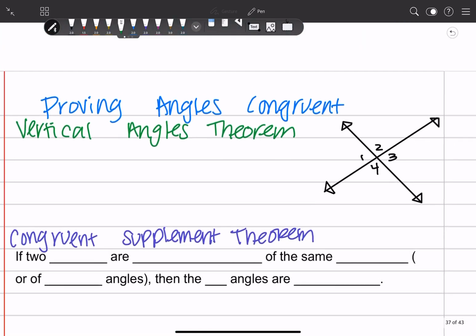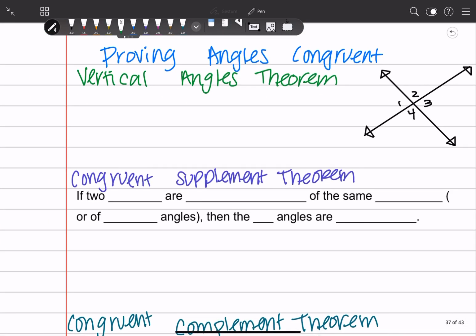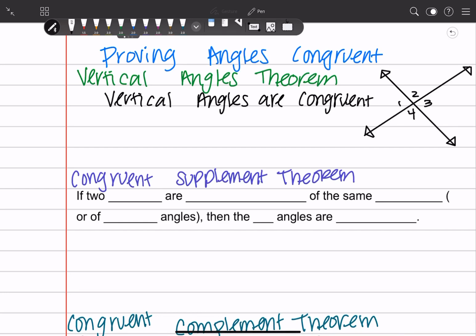All right, the first one that we're going to do is the vertical angles theorem. So the vertical angles theorem, it's pretty basic in that it says vertical angles are congruent. And well, you already knew that because you know the definition of vertical angles, which means, and I want you to mark up your picture, you can see that angle 1 and angle 3, these two are vertical angles, which means they are congruent. So we're going to write angle 1 is congruent to angle 3. And you would write the reasoning for this as the vertical angles theorem.